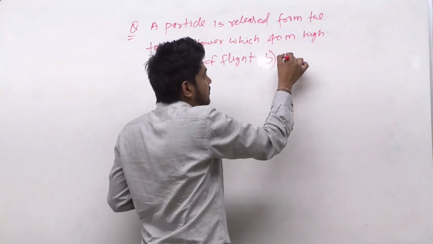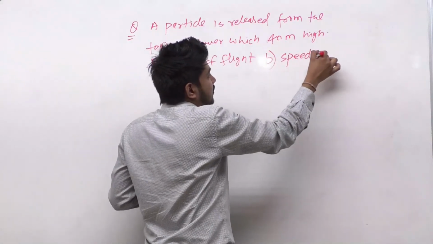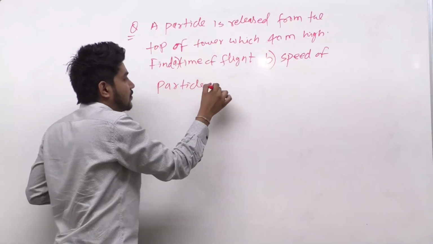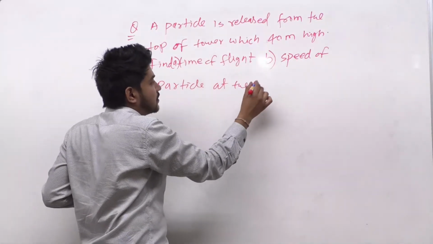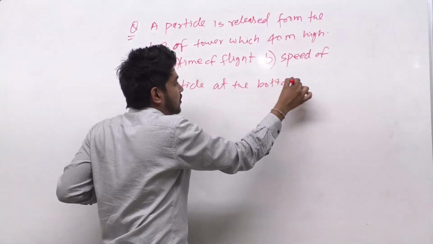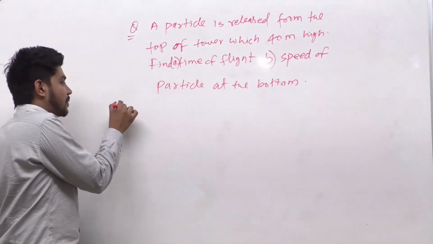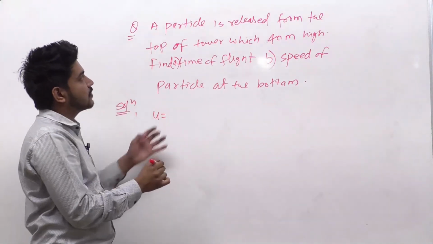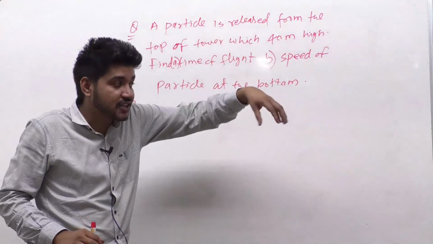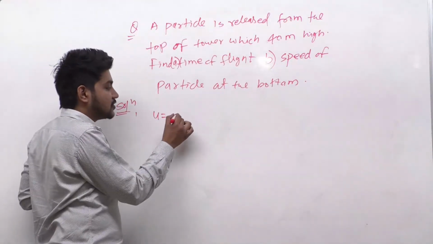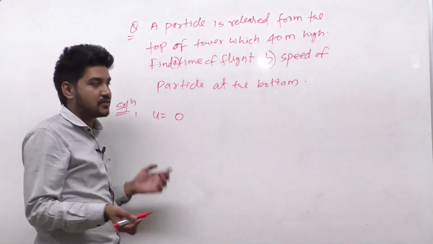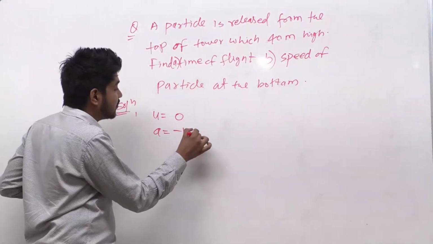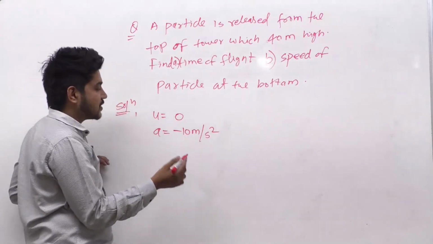Okay, so find the speed of the particle at the bottom. So again we'll solve this question. So initial velocity over here given is what? Particle is just released, which means the initial velocity must be 0. So initial velocity is 0, right? And for 0 we cannot write plus and minus, right? Acceleration is always in which direction? Downward direction. So it is minus 10 meter per second square, which is minus g basically.